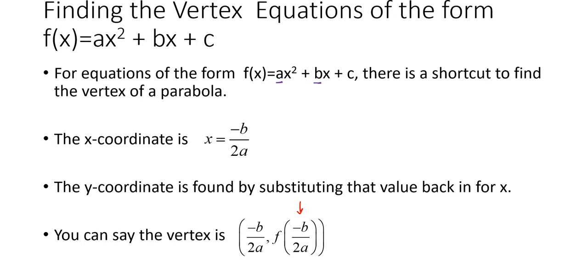Because remember, the vertex is a point. So it's going to have both an x-coordinate and a y-coordinate. So just having an x-coordinate isn't enough to identify an ordered pair.